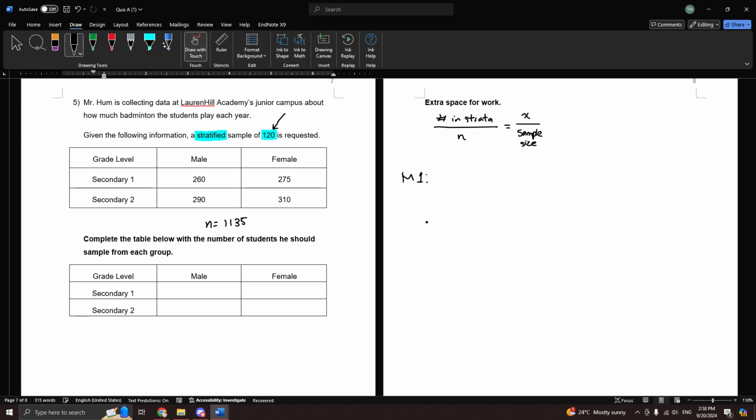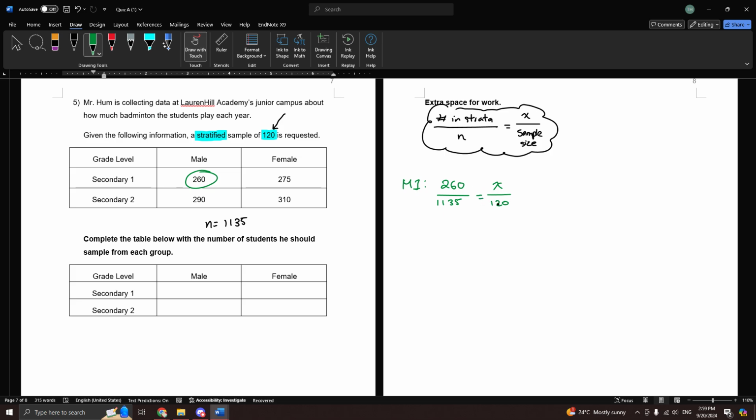Male 1. Okay, so let's fill out the formula. On the top left is the number in the strata. In this case, it's 260, all right? Let me color code this actually. In green, we've got 260. My N, what is my N? It is 1135. Here we've got x, which we still don't know, and my sample size, as given in the question, is 120. So we've got 2 fractions separated by an equals sign.